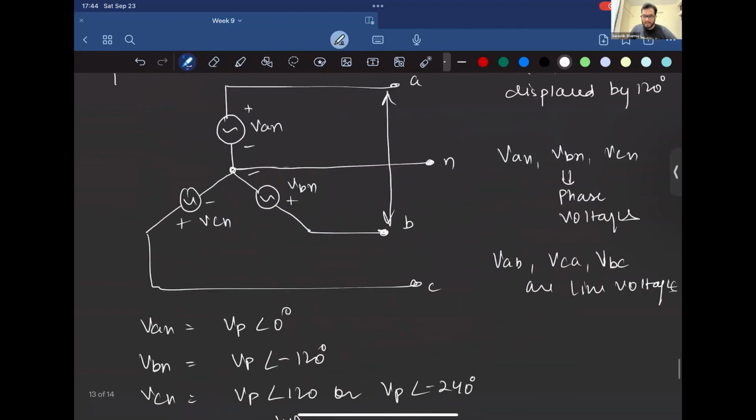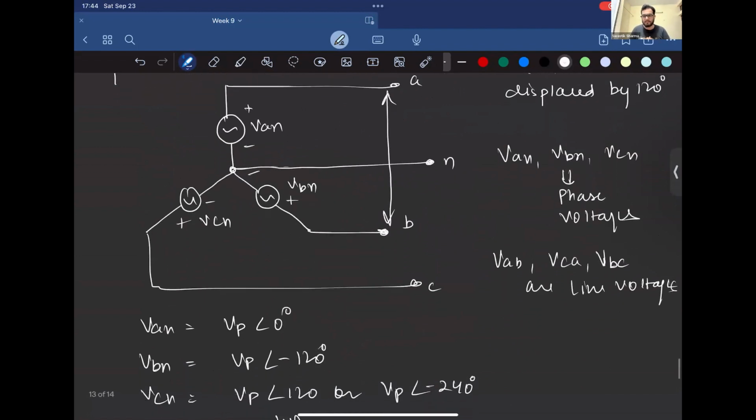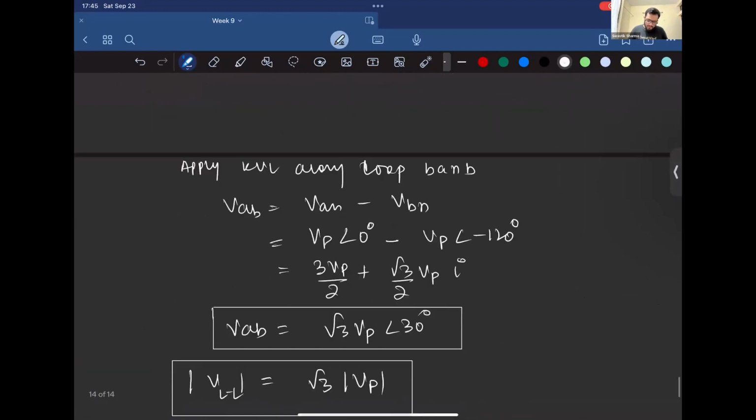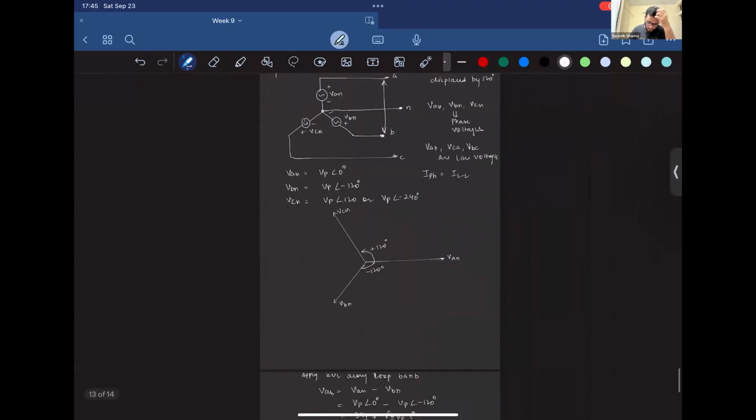Now, line currents and phase currents. In star connected circuits, the phase currents and line currents are the same. So I phase is equal to I line. So this is for a star connected generation.